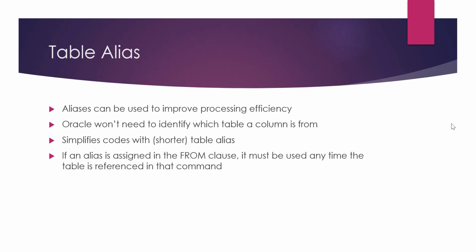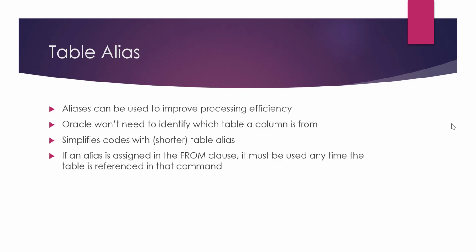Now, instead of using the full table name in our where condition to specify where the column is coming from, we can give our tables some aliases. Now, this alias will improve the processing efficiency, and we will not need to identify which table a column is coming from. So this will make my code shorter, and then the table alias will be used to tell me which table this column is coming from. Now, once you assign a table alias in the from clause, you must use that anytime you want to reference that table.